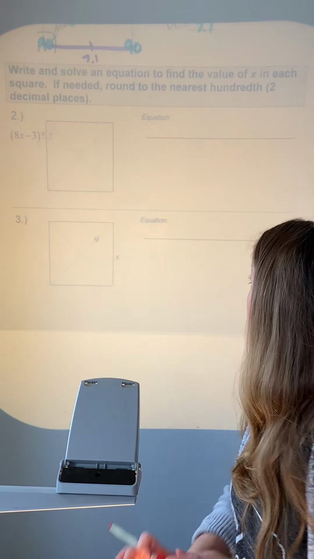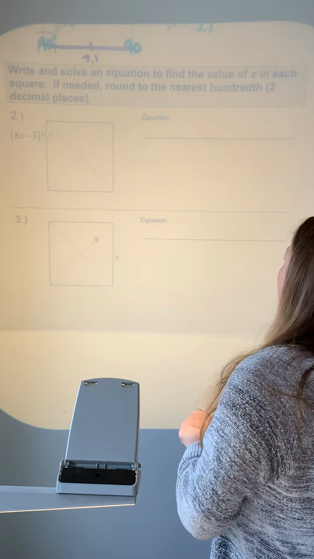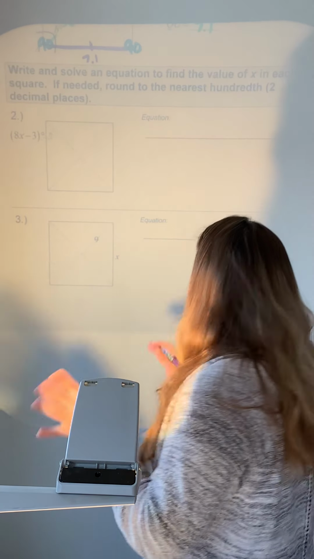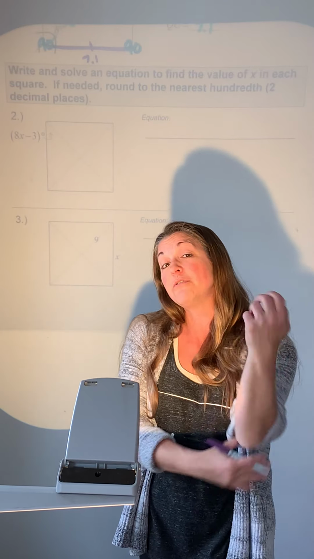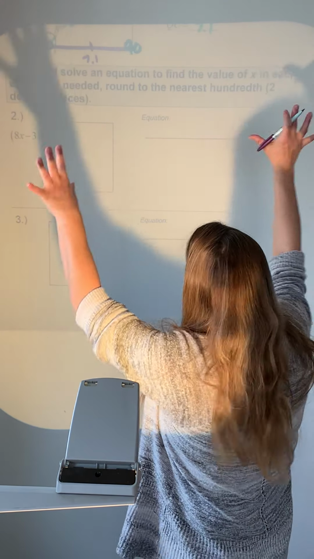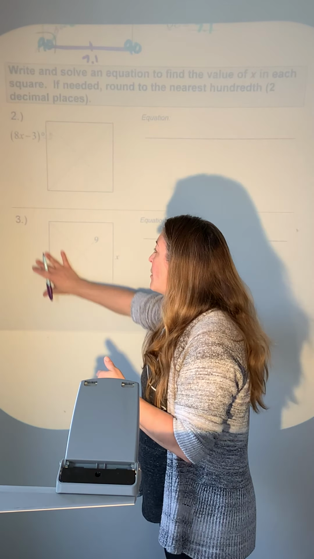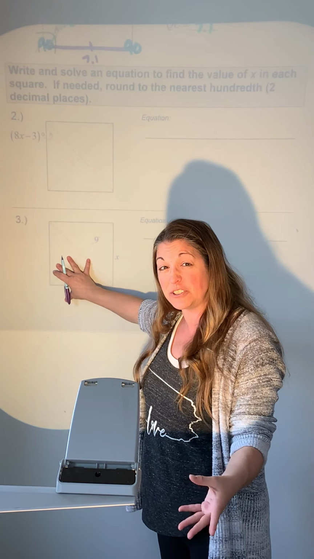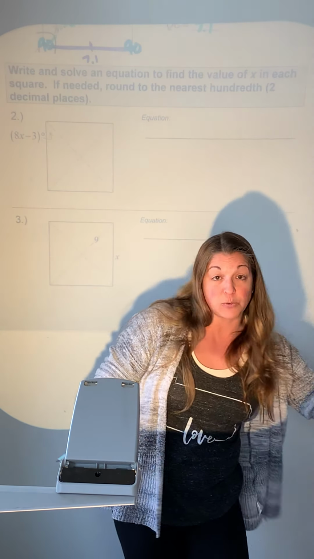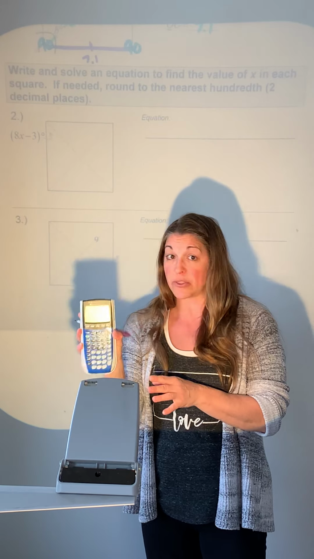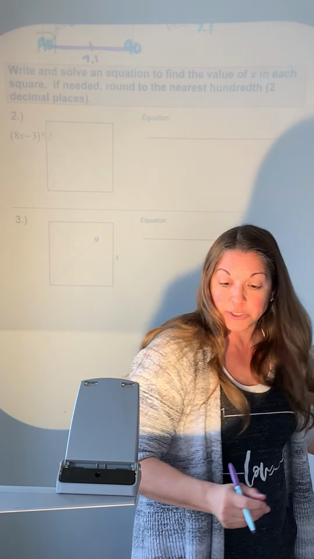Write and solve an equation to find the value of x in each square. If needed, round to nearest hundredth. Now, we haven't had to do that before because you know me, I like pretty answers. However, unfortunately, when we're trying to look for some of these sides, if they're not given to you, there are going to be decimals, okay? But that's all right. That's why you should definitely have a calculator, whether it be handheld or your cell phone. All right, so start with number 2.